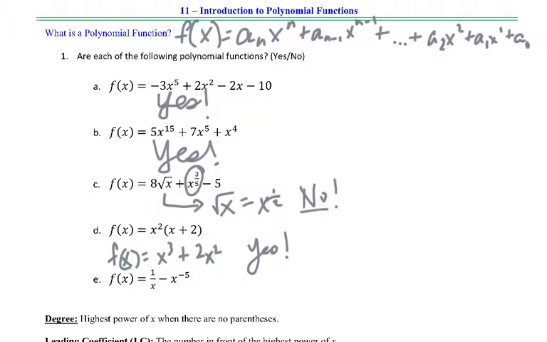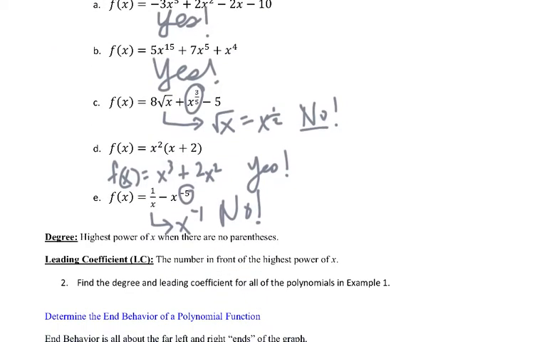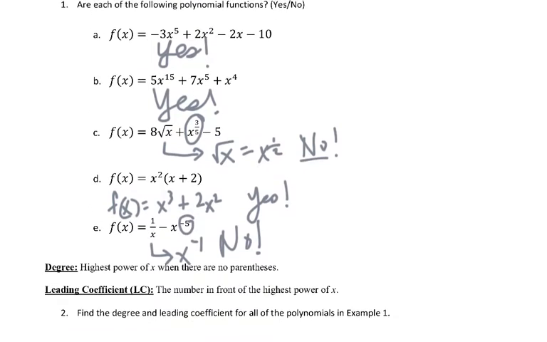And then the last one, E, we have f of x equals 1 over x minus x to the negative 5 power. Well, 1 over x is the same thing as x to the negative 1 power, which is not a non-negative power. We also have a negative power there, and so therefore this is not a polynomial function. So no. When we're looking at polynomial functions, we want to make sure we can determine what the degree of the polynomial is.